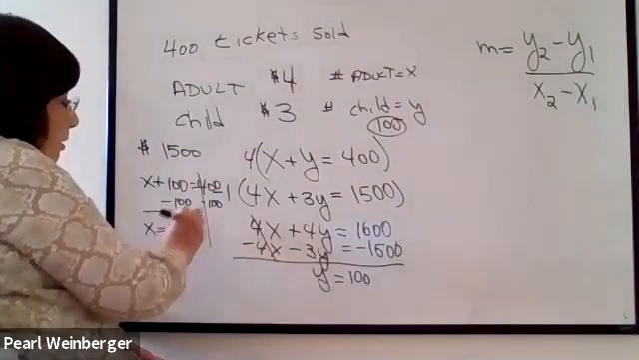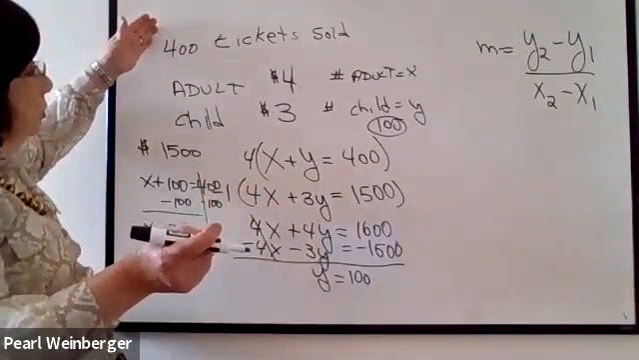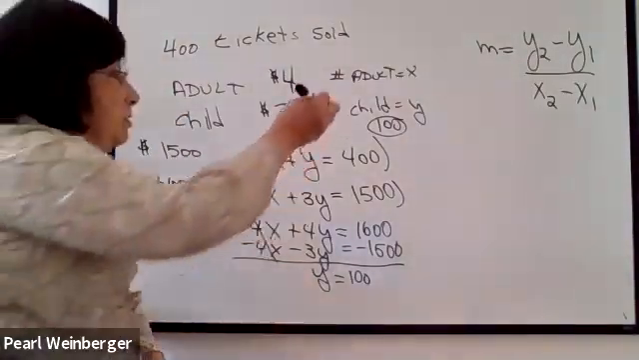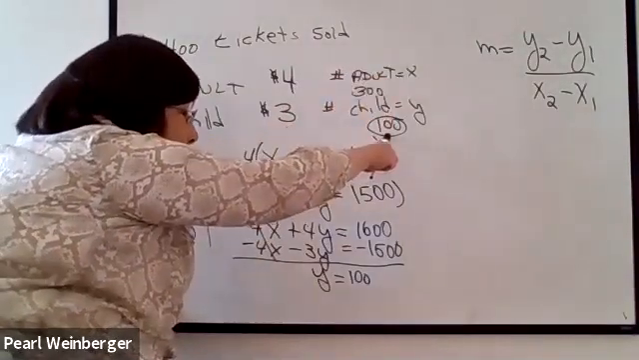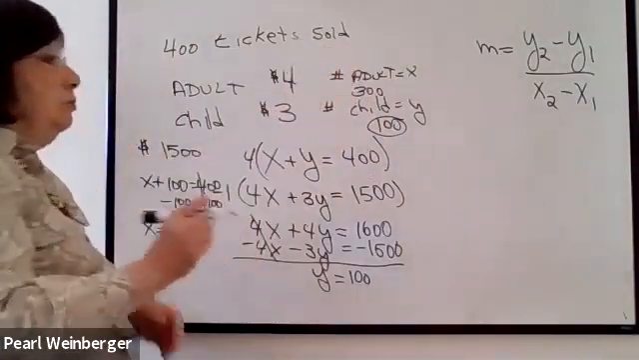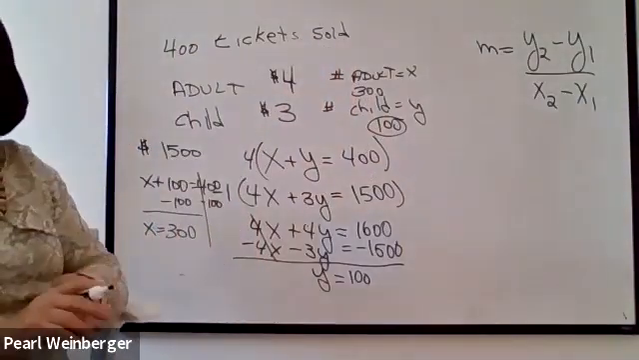You might have just thought it out on your own. If 400 tickets were sold and 100 of them were children's tickets, then the adult tickets, there were 300. Okay.